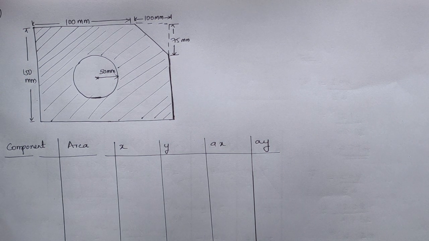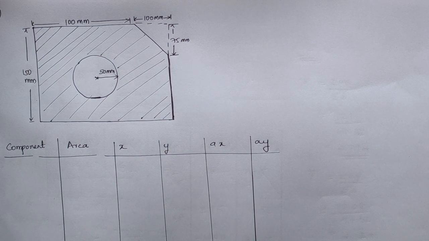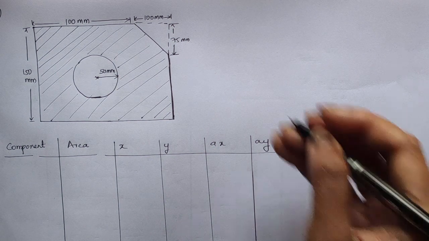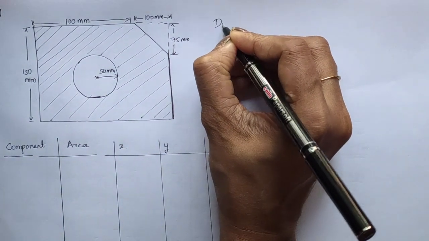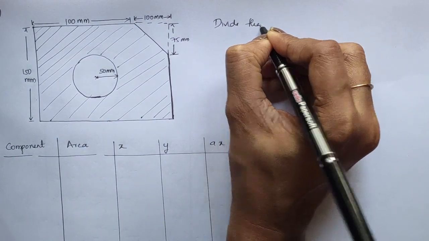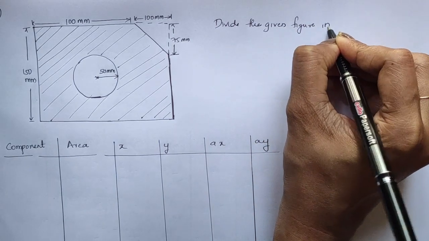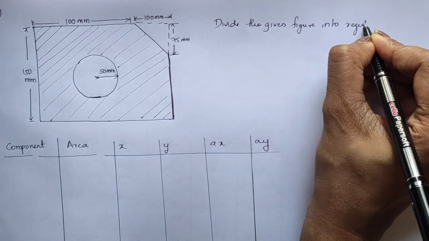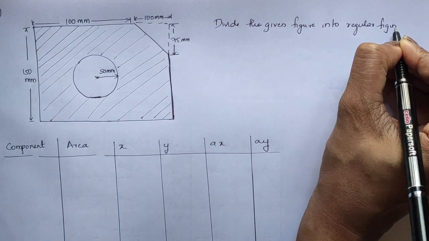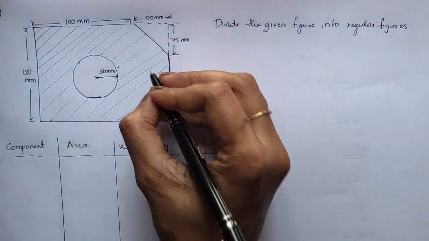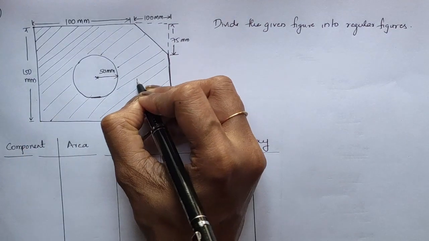So first thing, obviously what you have to do is locate the reference axis since it's not given in this question. So the first step is divide the given figures into regular figures. So that is going to be your first step. So you can write it there. Divide the given figure into regular figures.